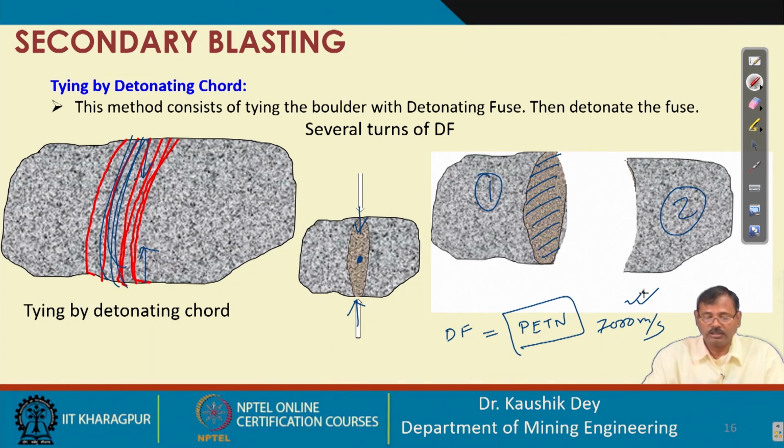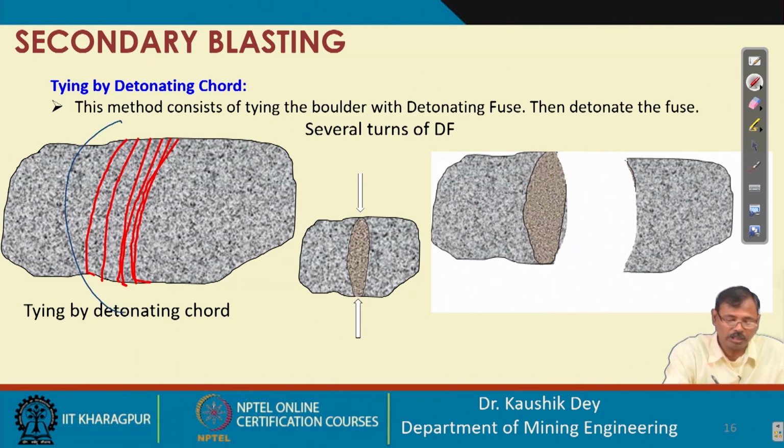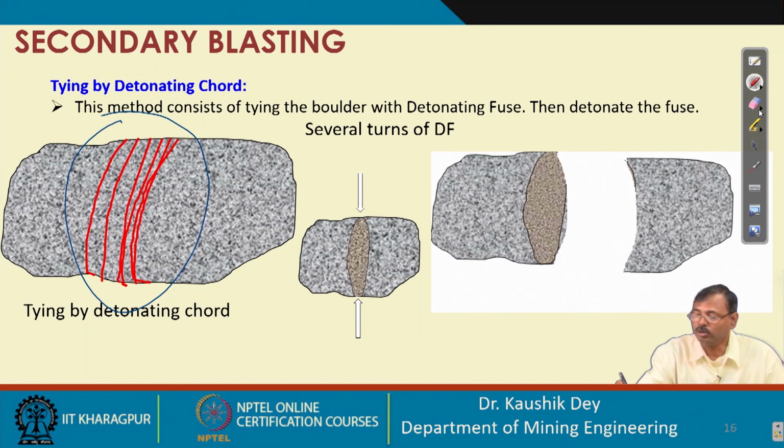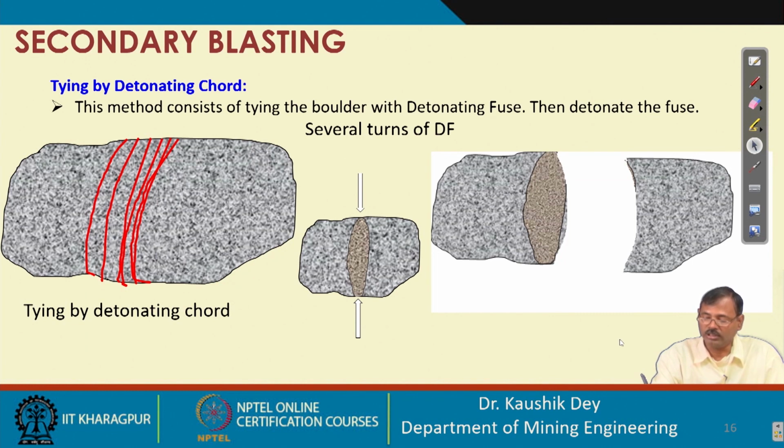The number of turns of this DF placed on the boulder depends on the size of the boulder. If the size is very big, we need to give 3-4 turns of the detonating fuse. If it is small, then 2-3 turns may be sufficient for fragmenting the rock into two pieces. So this is the requirement: absolutely no other explosives are required, only detonating fuse and the detonator are sufficient to carry out secondary blasting for these particular conditions.